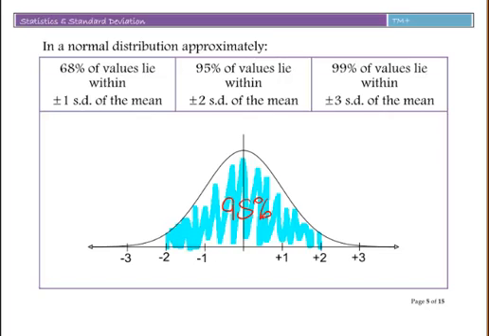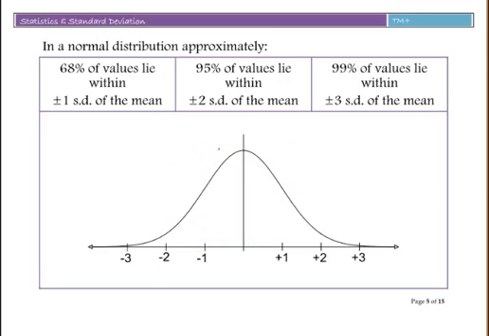Now, another thing you should note is because we have a symmetrical distribution, I know that from here to here is 47.5%, half of 95, and from here to here is 47.5%. So with 3 standard deviations above and below the mean, you can see that it's nearly the entire curve.